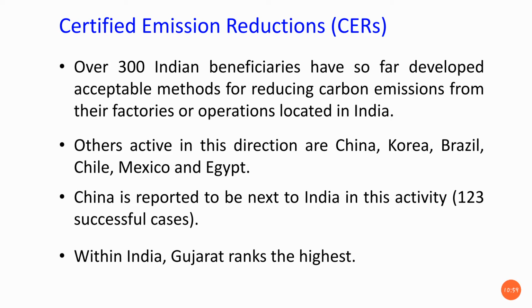Within India, Gujarat ranks the highest, because in this case, what will happen? Gujarat has almost completely industrialized its coastal line. They are emitting a lot of carbon, the greenhouse gases. So the government has given a cap for that. They are going to identify different types of resources, and then they are reducing the carbon emissions.